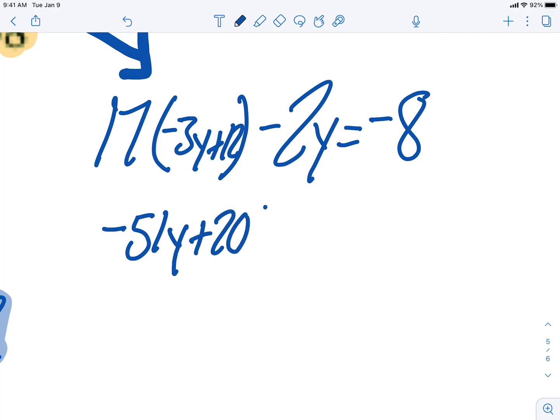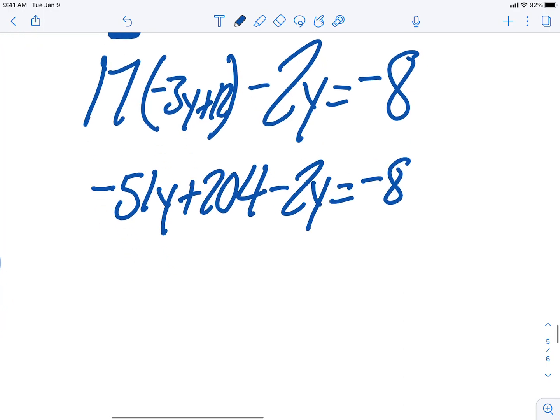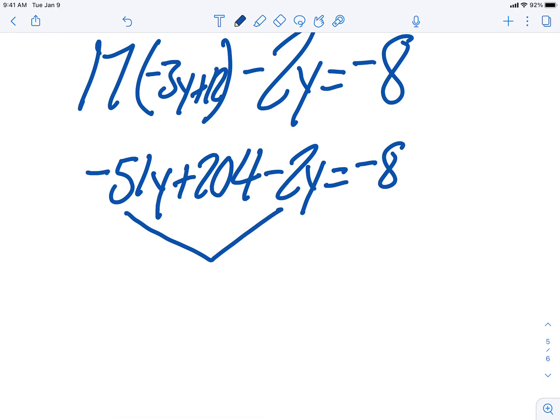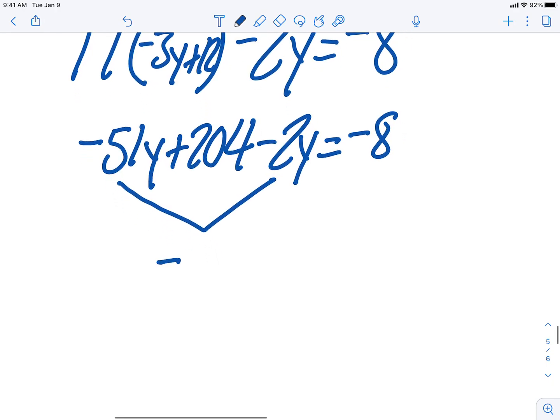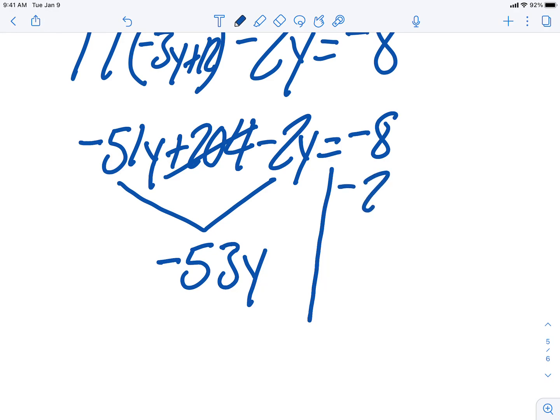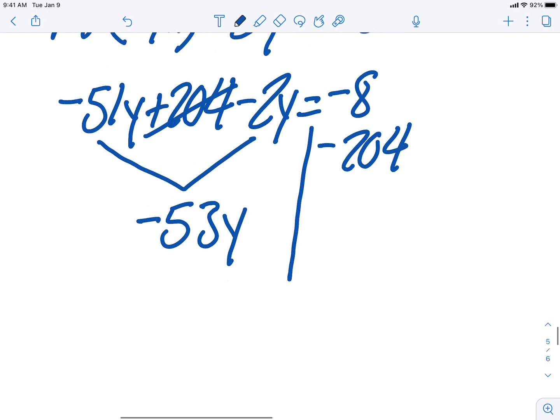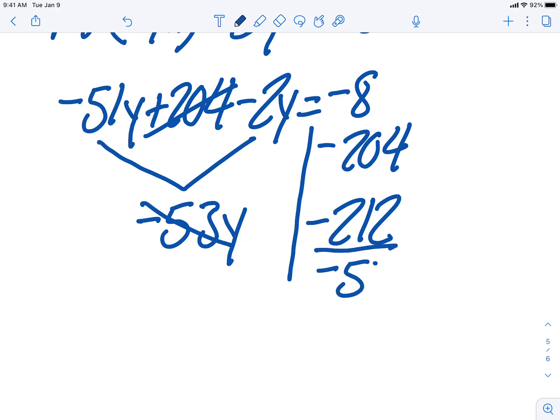Plus 204 minus 2y is equal to negative 8. So my negative 51 and my negative 2y gives me negative 53y, right? This 204 can go over as negative 204. So negative 204 and negative 8 is a negative 212. The opposite of multiplying by negative 53 is dividing by negative 53. So I get y is equal to 4.